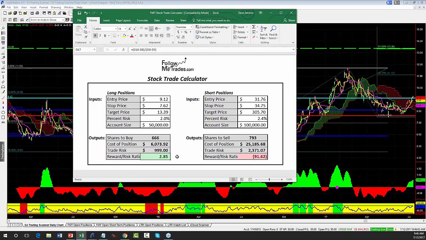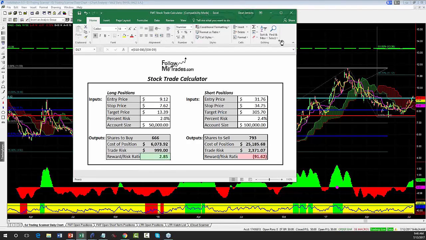What that means is if it hits my stop, I'm going to lose $1,000. If it hits my target, the low end of the target, I'm going to make $2,850, right? A lot more than I could lose. I'm all about that. I'm digging that. Okay, so I always calculate it this way.